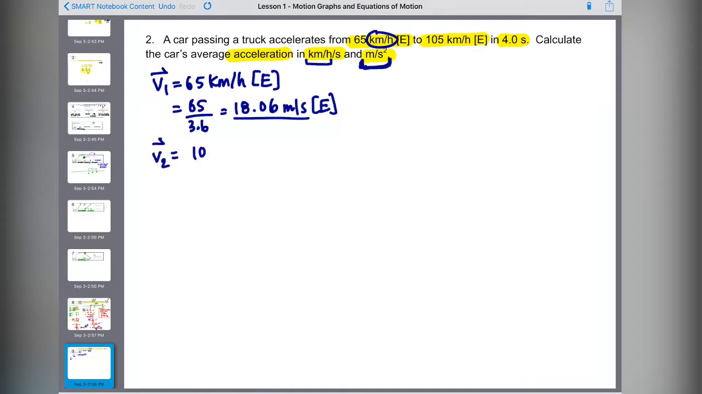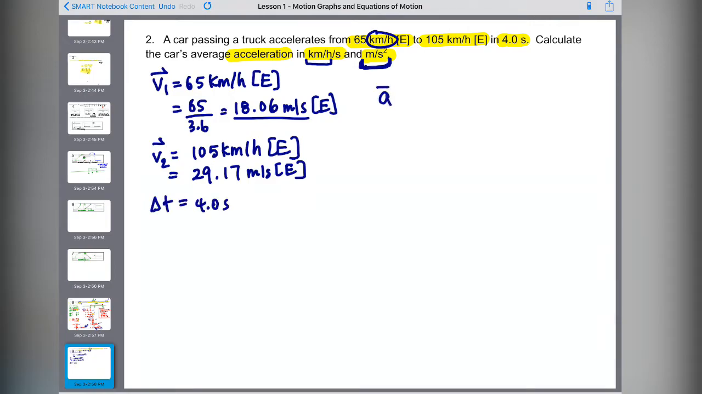Okay, so V2 is 105 kilometers per hour to the east. 105 divided by 3.6, I get 29.17 meters per second to the east. And they told me that the time it takes is 4 seconds. The equation for acceleration is V2 minus V1 over time.